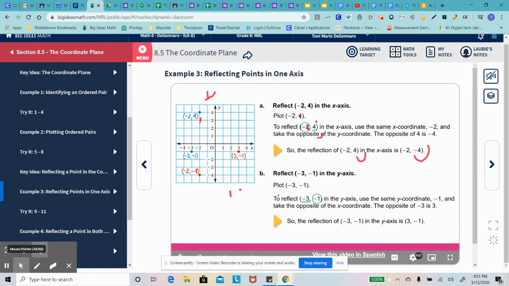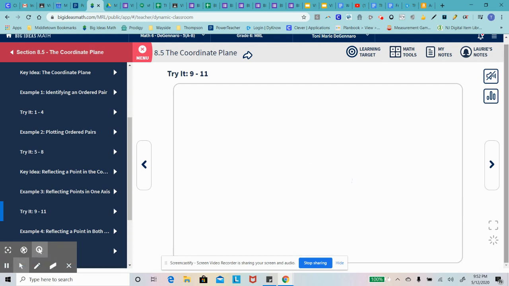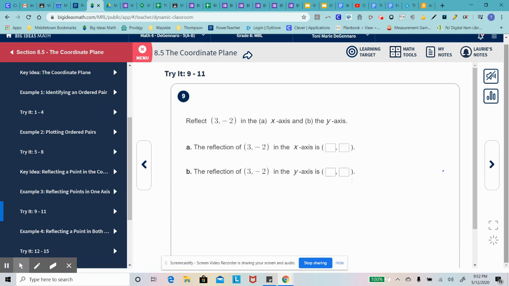All right, so we are now going to do some try-its together. If you need to, go get a loose leaf and pencil, please, and we are going to do these together. Okay. So we're going to work with try-it number 9 first, and it starts with (3, -2).